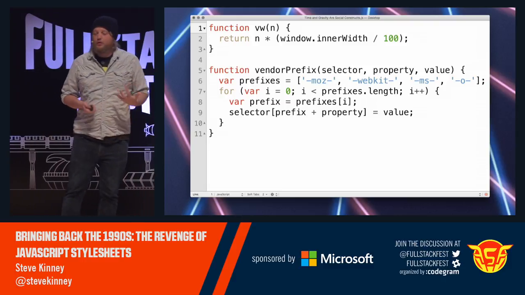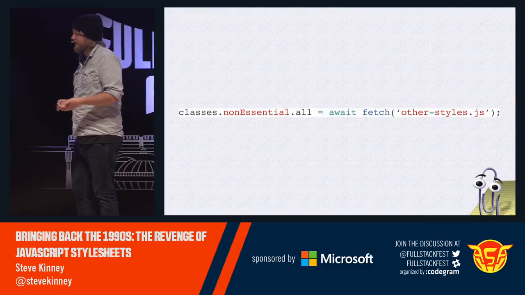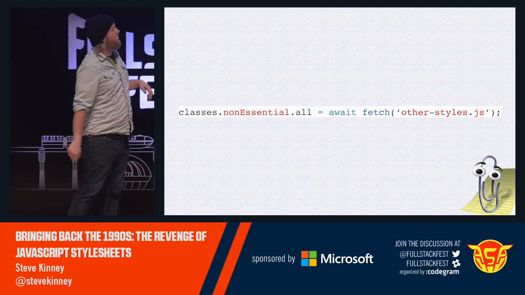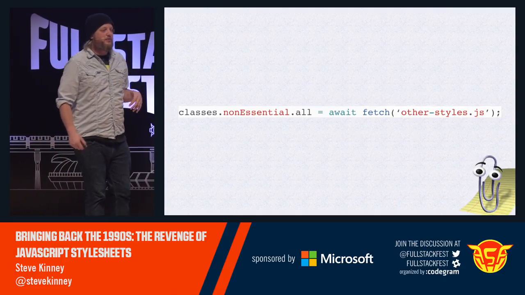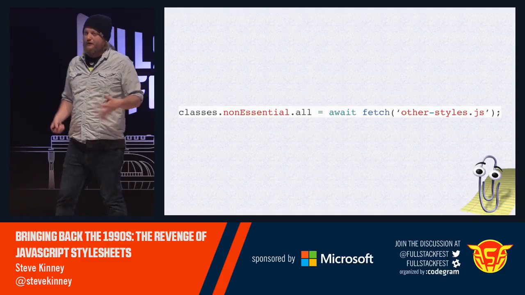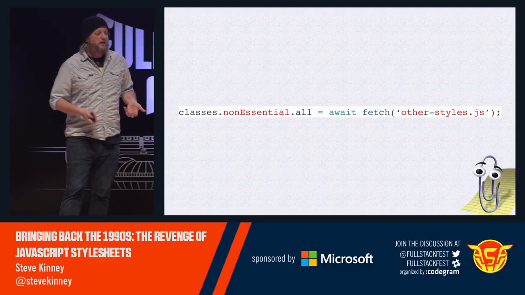And so there's a lot of very cool things that we could have done over the last 20 years with this. And just as blue sky solutioneering, thinking about async await and fetch, could we have dynamically imported other styles and things along those lines if we had the full power of the JavaScript programming language in our styles?